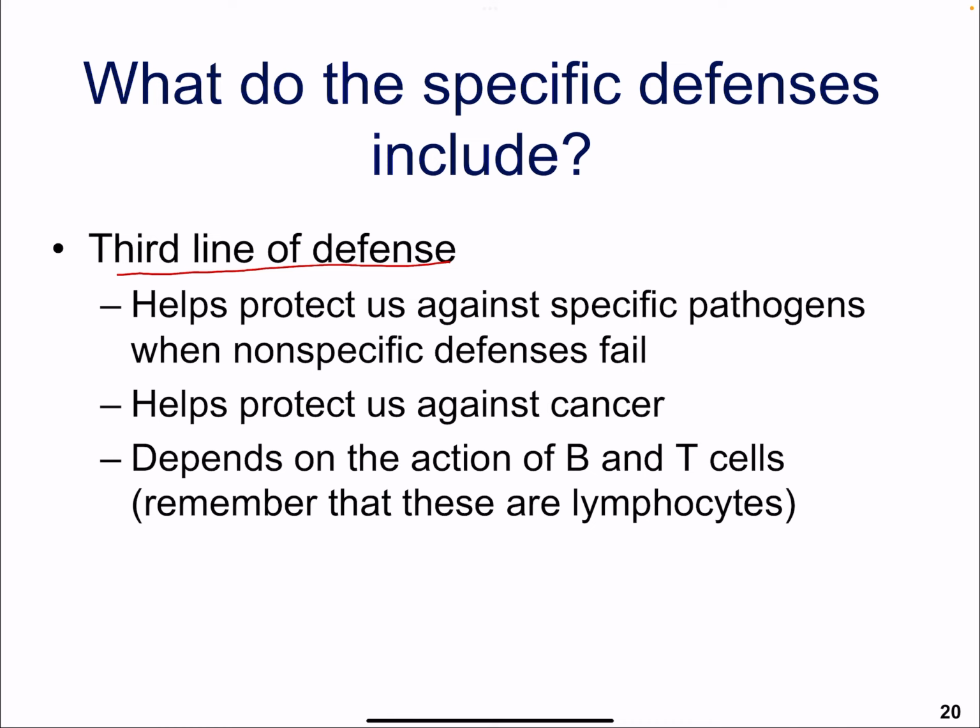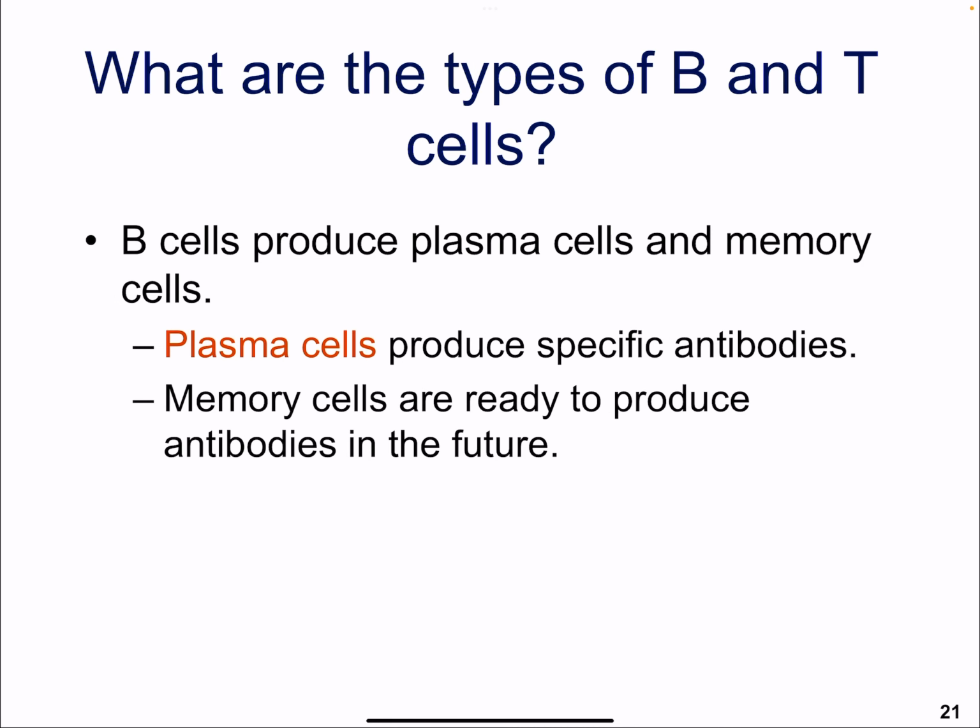This is when the B and T cells come into play. Now, these B and T cells are also called B and T lymphocytes. These lymphocytes are for specific immunity. Now, let's take a look at them one by one.